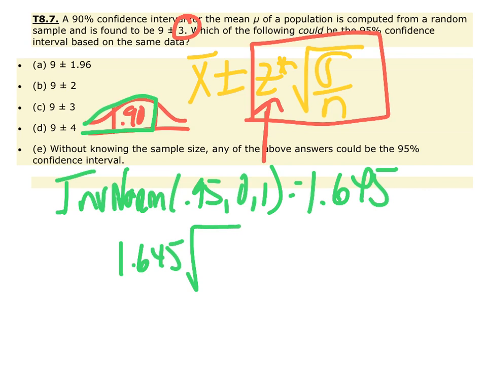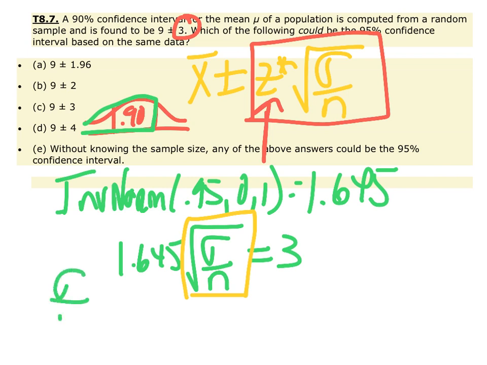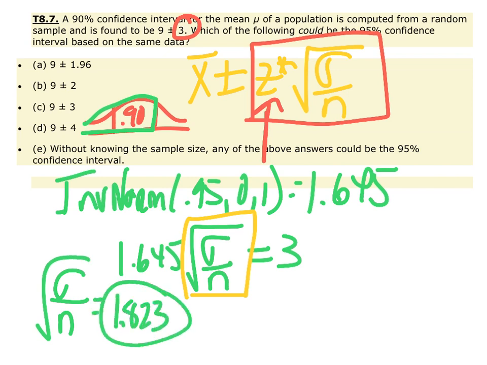We don't currently know the standard error, but I know the margin of error equals 3. Well, I can easily solve for this standard error. All I need to do is take 3 and divide 3 by 1.645. If I do that, what it's going to give me is that our standard error right here is going to equal 1.823.